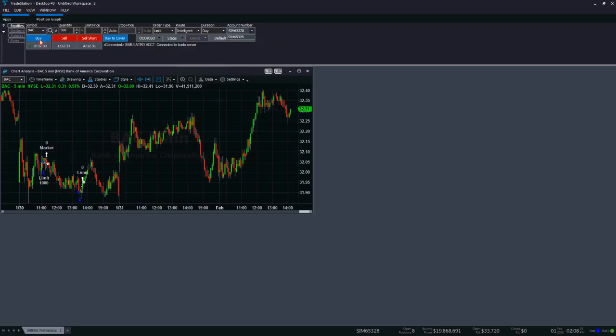Below that, you have the order action buttons. You have buy and sell, which take care of your long trades. And then you have sell short and buy to cover, which take care of your short trades.